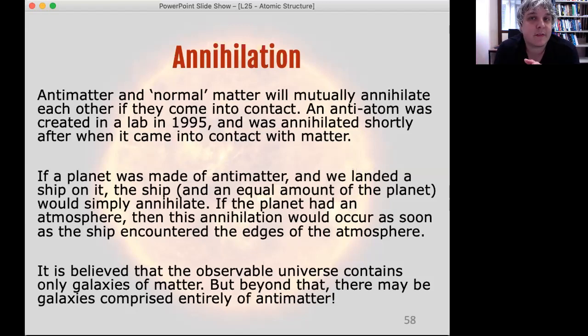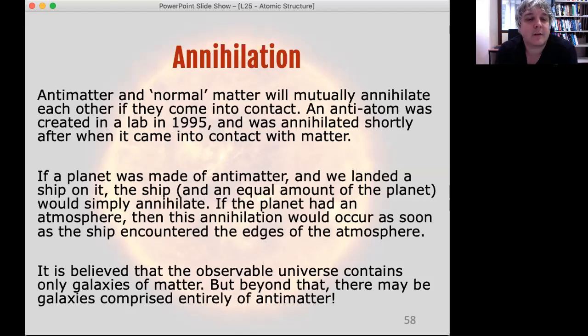If this planet also had an atmosphere made of antimatter, then as our ship made of normal matter approached this atmosphere, it would just slowly fade out as it collided with the atmosphere, and all of its matter particles and the antimatter particles would just annihilate.